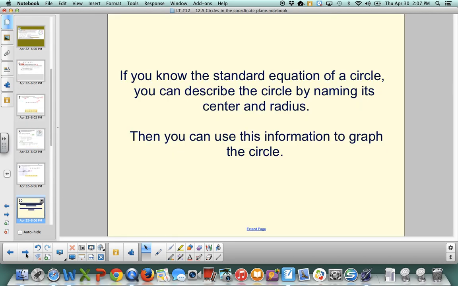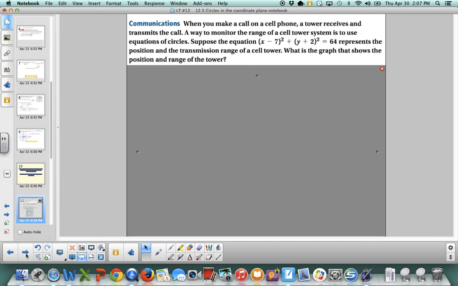If you know the standard equation of a circle, you can describe the circle by naming its center and radius. So let's try that. When you make a call on a cell phone, a tower receives and transmits the call. A way to monitor the range of a cell tower system is to use equations of circles. Suppose this equation here represents the position and the transmission range of a cell tower. What is the graph that shows the position and the range of this tower?